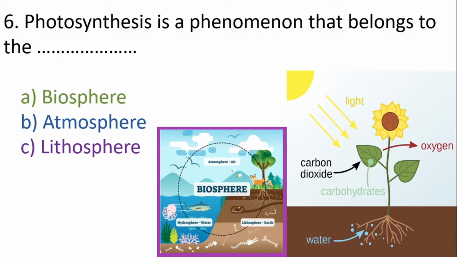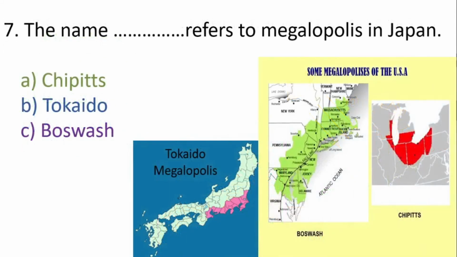Now you can pause the video and select the answer. Let's check the answer together. Photosynthesis is a phenomenon that belongs to the Biosphere. Now, seventh question. What is a megalopolis?